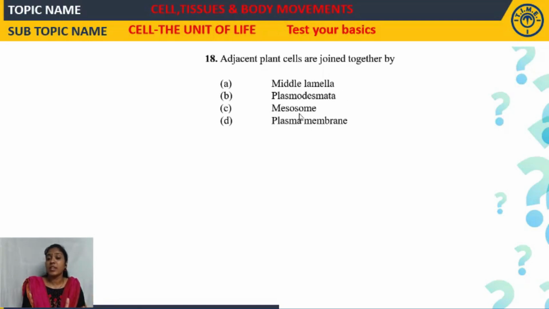Then what about mesosome? So they are not, because in plant cells mesosomes cannot be seen. Mesosomes can be seen only in the prokaryotic bacteria-like cell. They are the invaginations of the cell wall. Okay. Then what about plasma membrane? Yes, plasma membrane is seen inner to the cell wall in a plant cell. So they are not correct options. What is the correct option? Yes, correct option is the middle lamella. Adjacent plant cells are joined together by middle lamella. They act as a cementing substance between two cells.